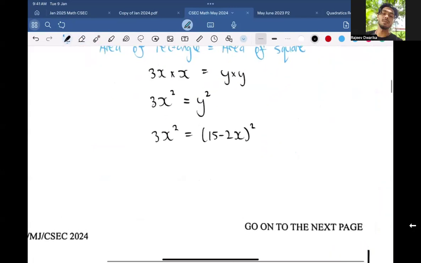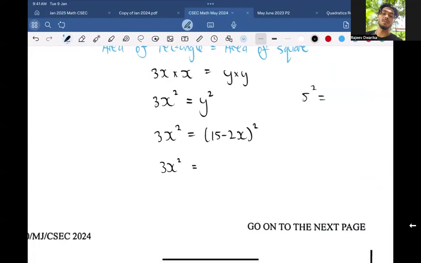Things are about to get serious. So I have 3x squared. All right, so you're going to utilize everything we've learned thus far. What do you think 15 minus 2x squared means? Again, if I have 5 squared, what does 5 squared mean? 25. But 5 squared is what by what? Oh, 5 by 5. So what do you think 15 minus 2x squared is?